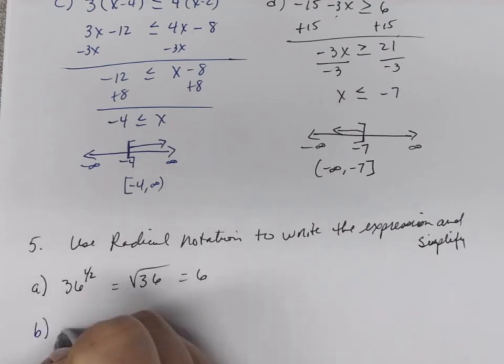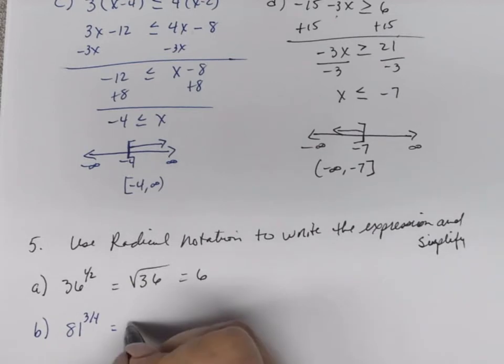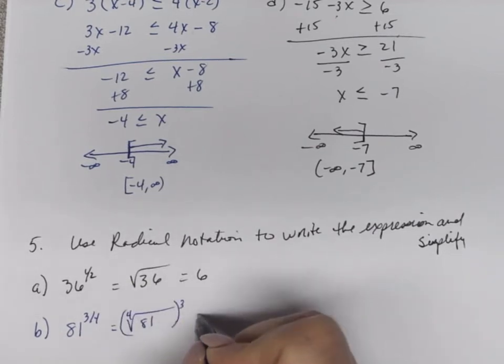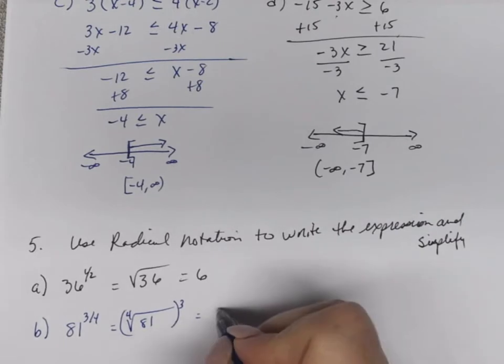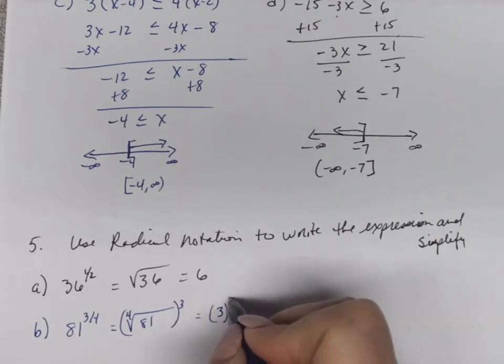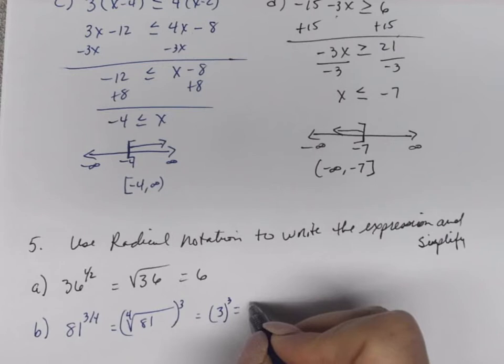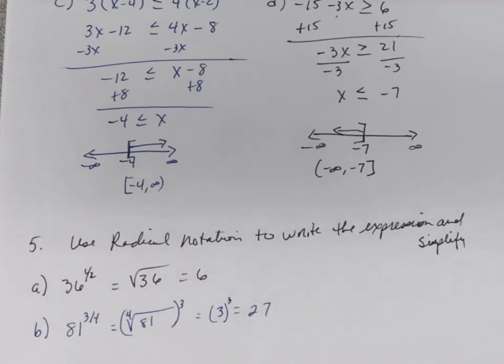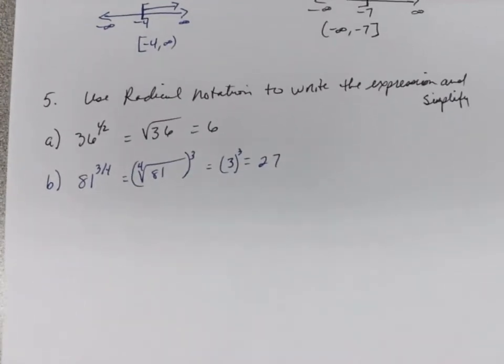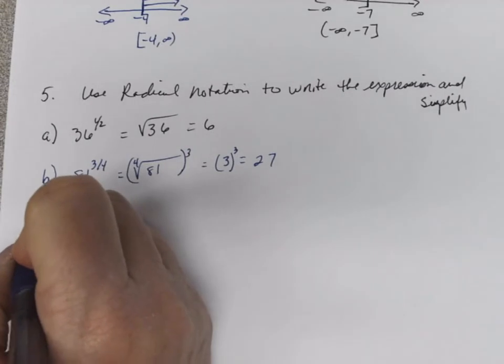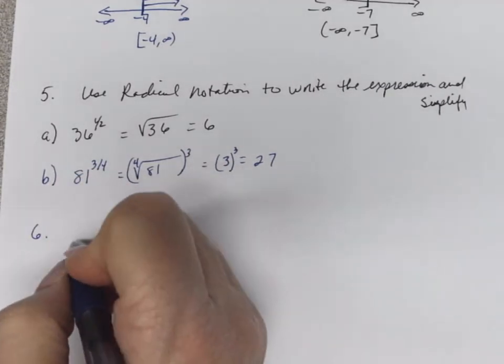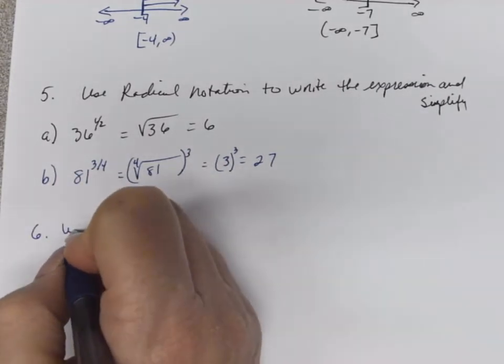Part B, we have 81 to the 3/4. That's the same thing as the 4th root of 81 being cubed. 4th root of 81 is 3, and 3 cubed is 27. All right, number 6, we'll write as a single radical expression.